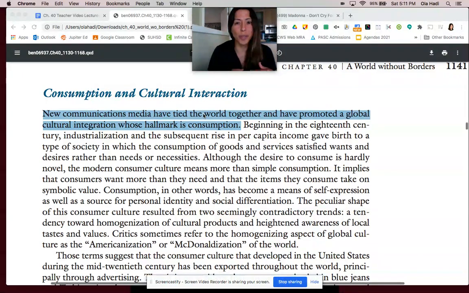And this is largely because of technologies that have made national boundaries less of an obstacle for sharing information and sharing ideas. So one of the big takeaways from this section that you want to know is that all of these new communications media have led to a global cultural integration. That means the world is becoming smaller, cultures are mixing together, and one of the hallmarks of that is an increase in consumption. So purchasing more goods, not necessarily things that you need, but things that you want.